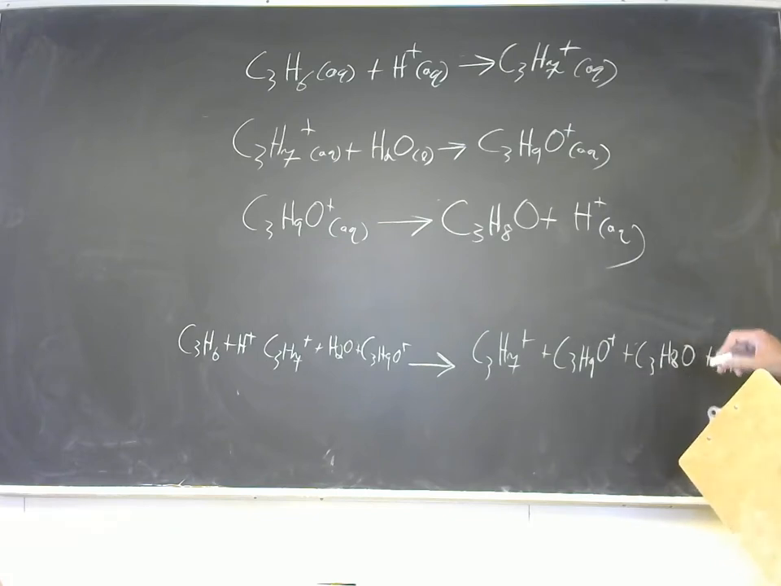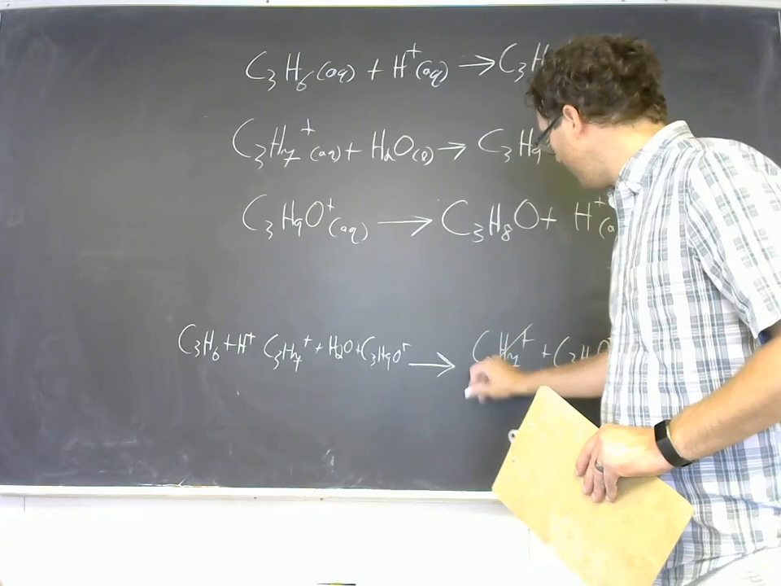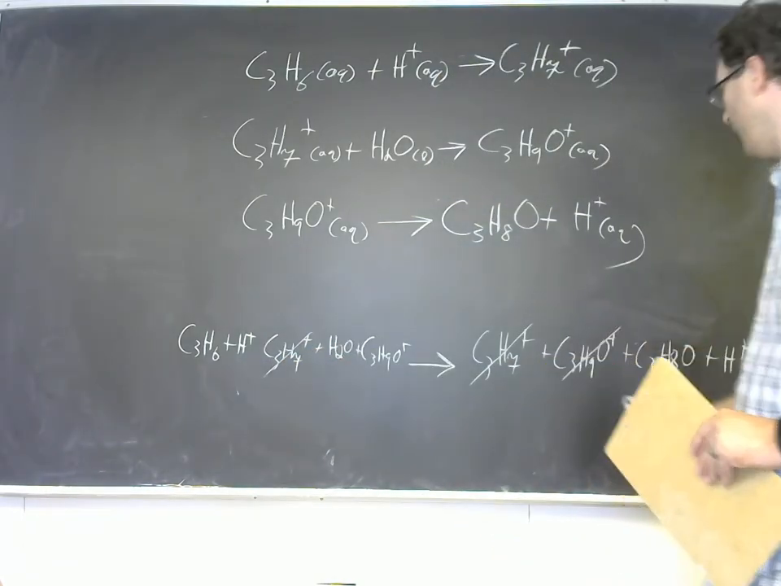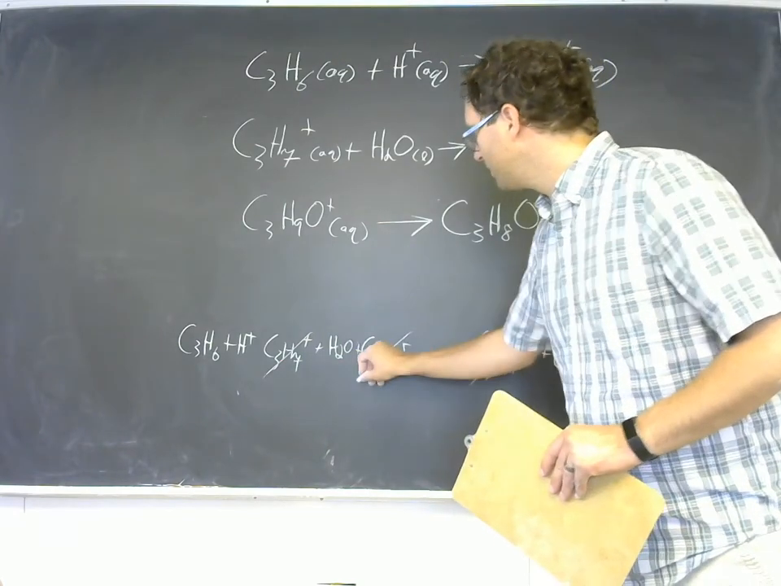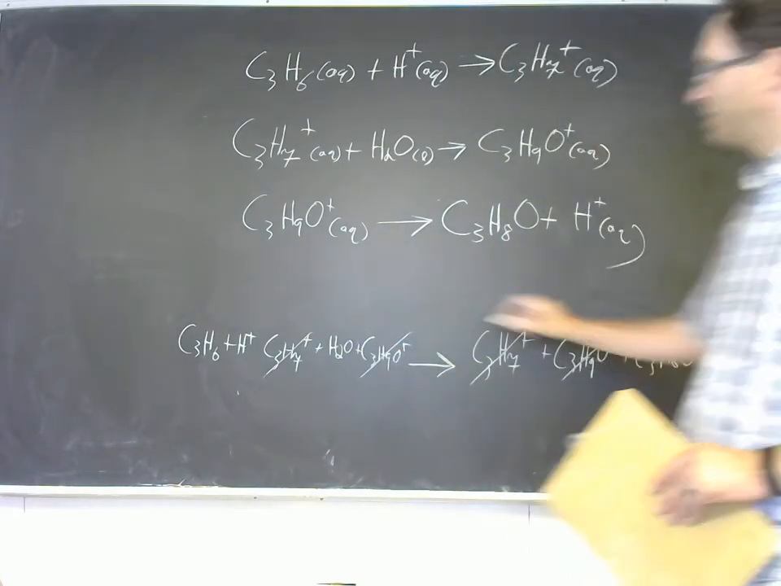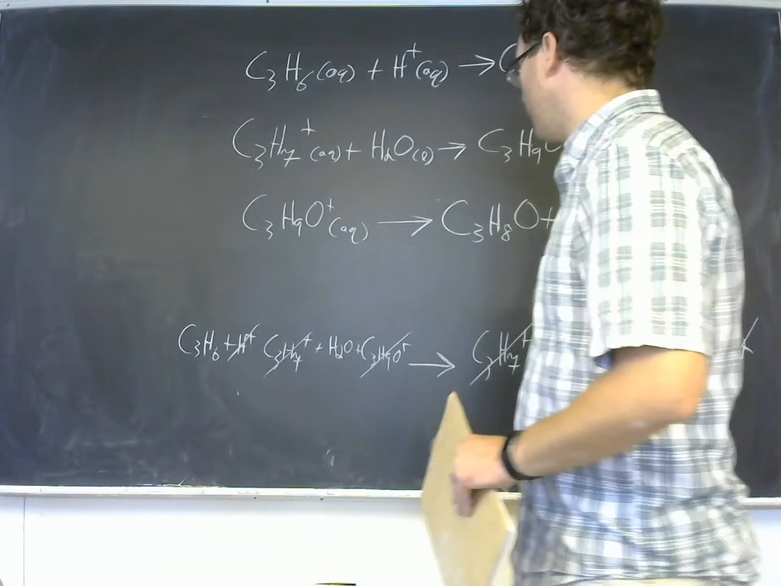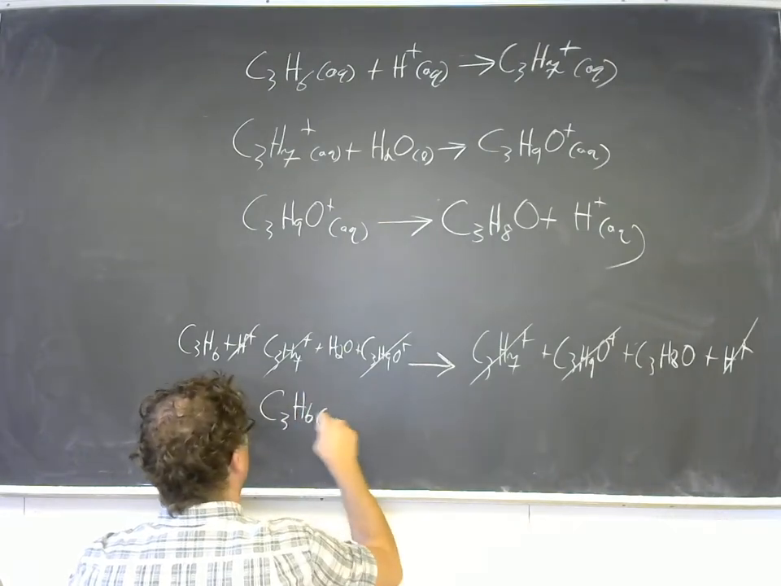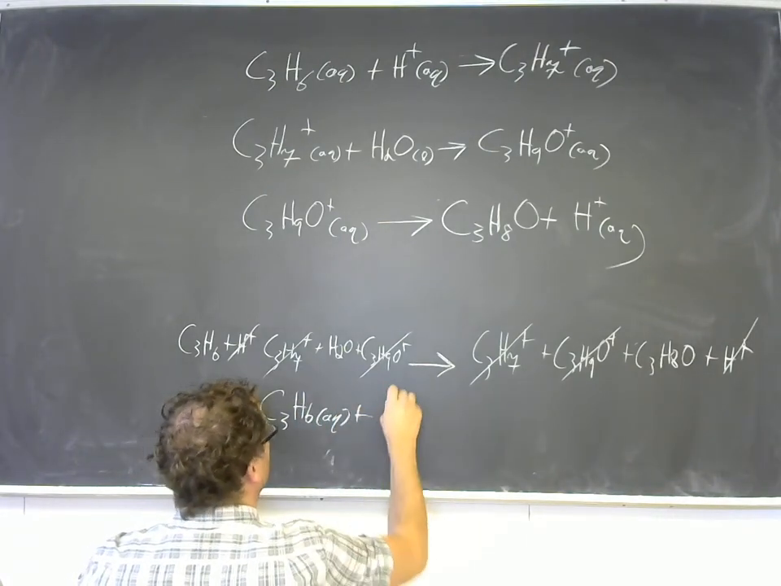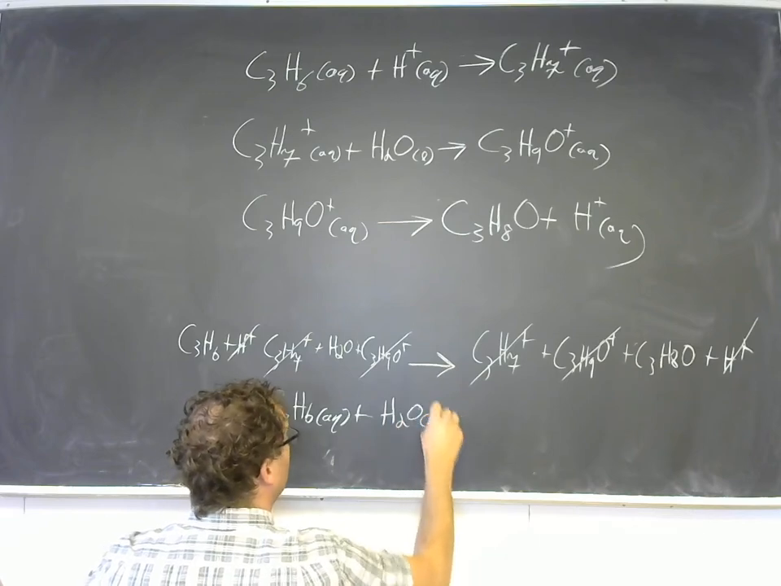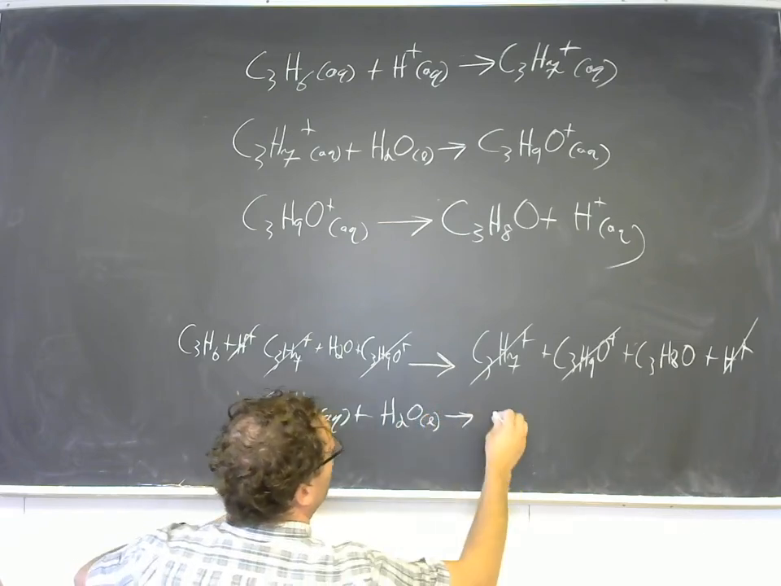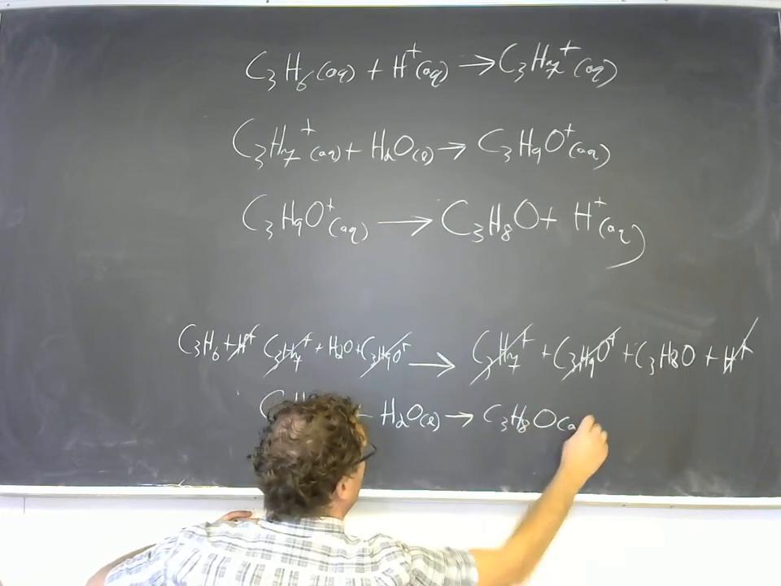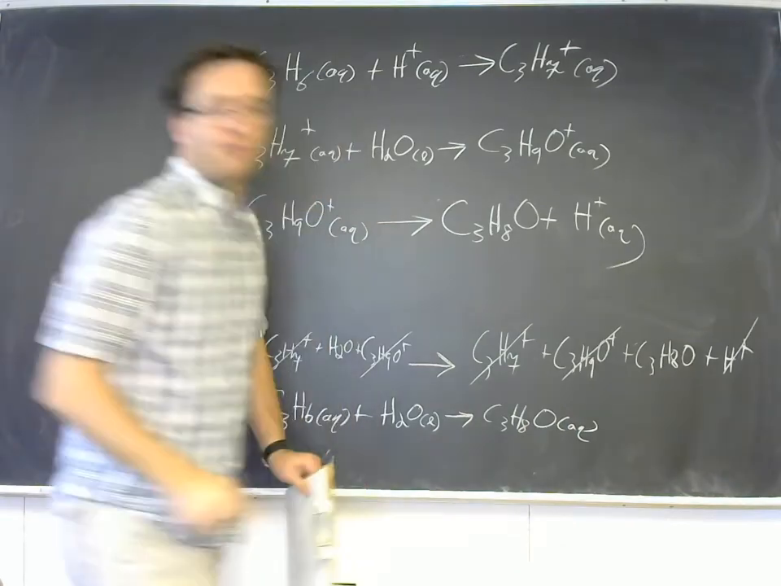So what can we eliminate? We can eliminate C3H7+. We can eliminate C3H9O+. And we can eliminate H+. So our overall reaction in the end is C3H6, the propene, plus H2O, the liquid water, forming C3H8O aqueous. That is the overall reaction.